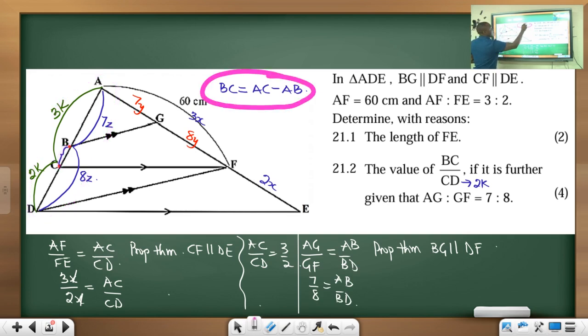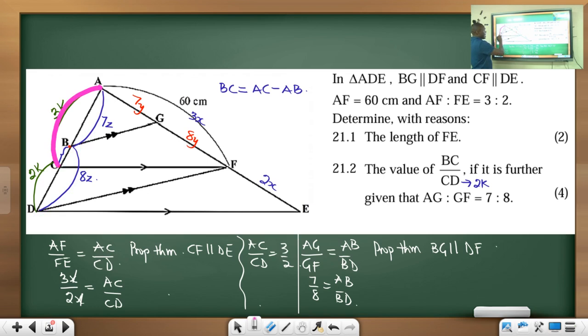Remember we said BC is what? AC minus AB. But I cannot subtract different variables. I need to make sure that they are of the same what? Variable. So the question is, how do I do this? Now, check this. I have this whole length as 5K. And I have this whole length as 15Z. You've got to look for equality. Okay? You've got to look for equality.